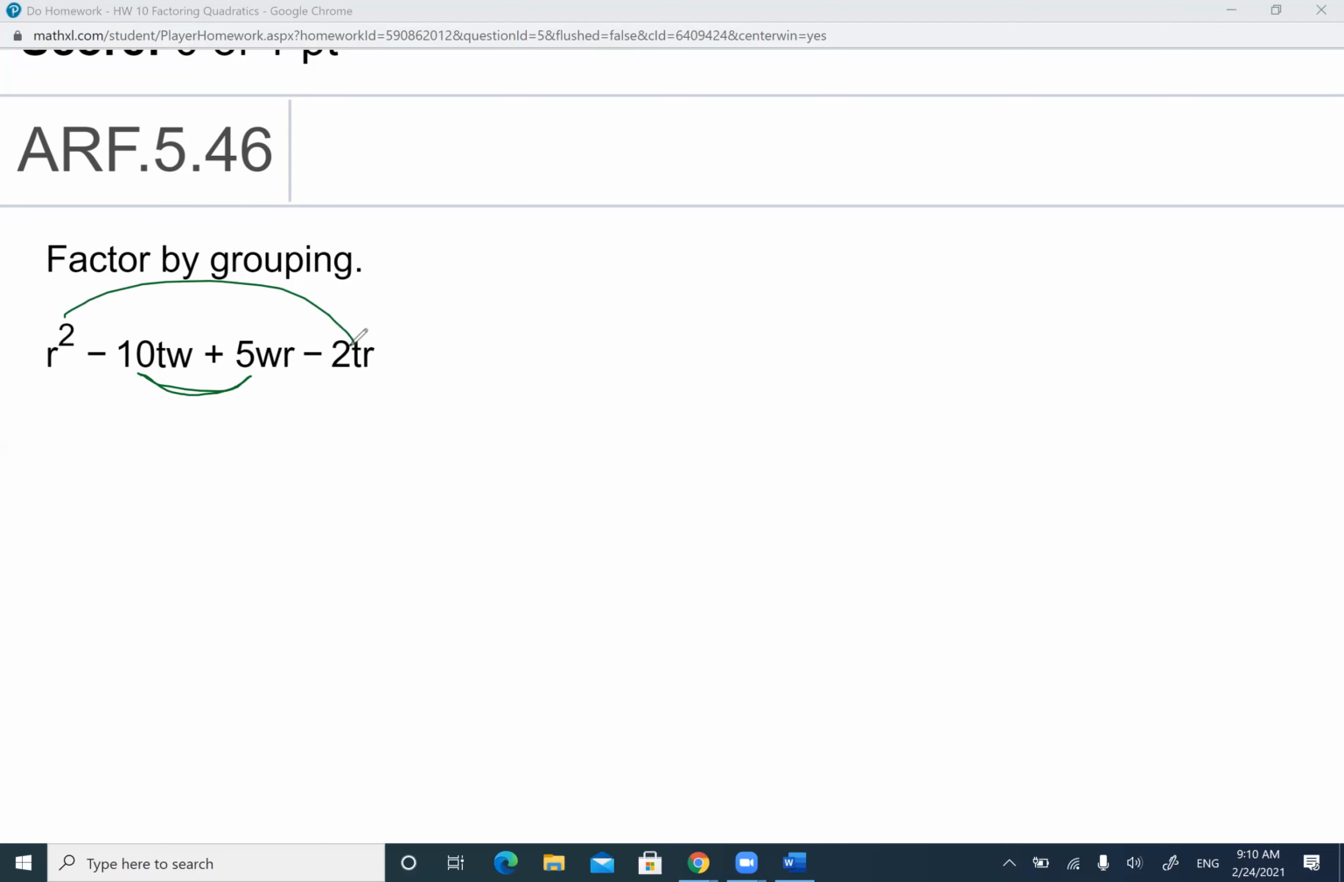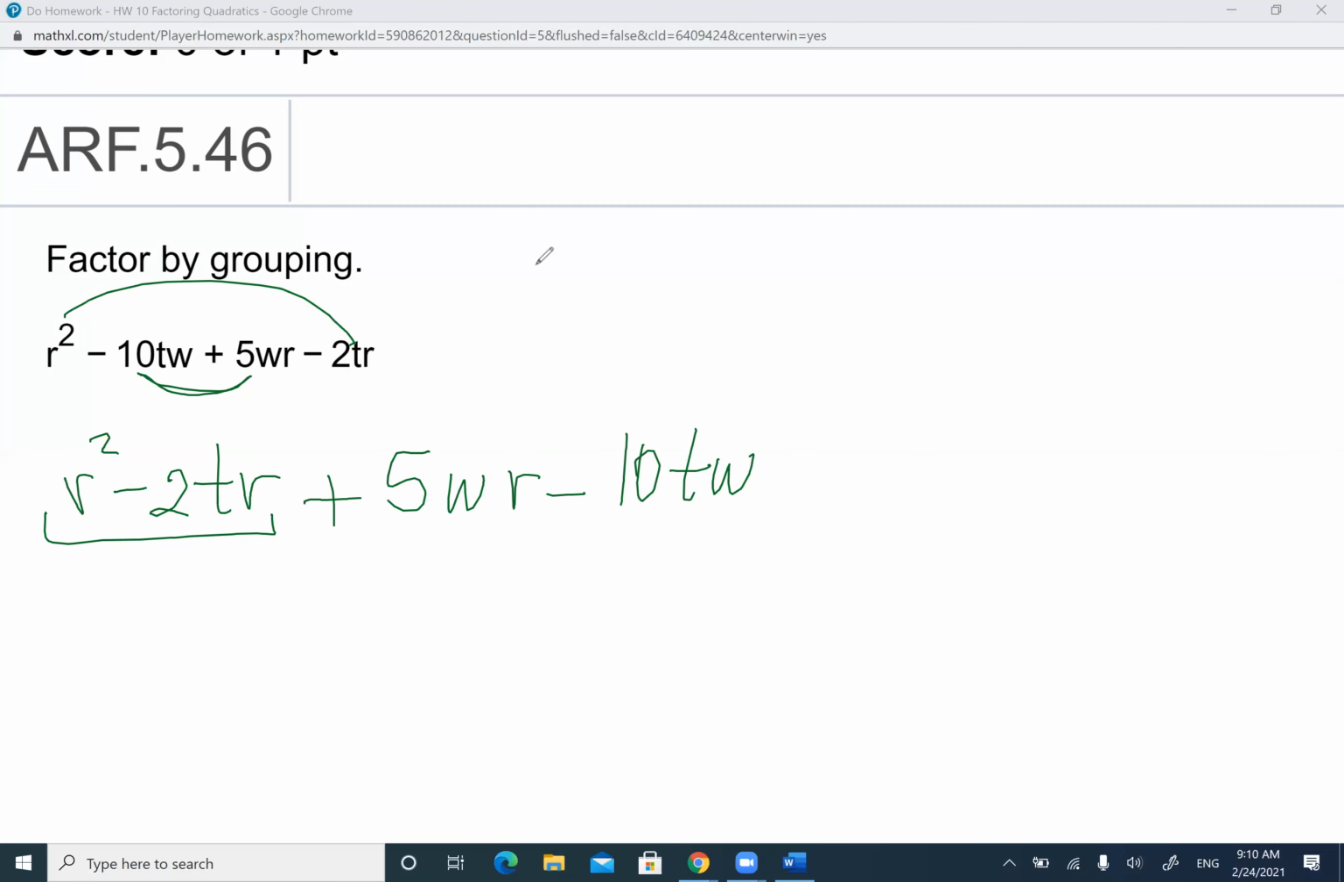So the first group is going to be r squared minus 2tr. That's going to be my first group. And then minus 10, or you can put 5 first, it doesn't matter. Okay, let's put 5 first. Plus 5wr minus 10tw. Okay, so this is my first group, this is my second group. So from here, we're going to factor by groups.